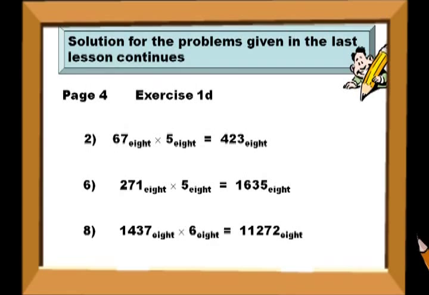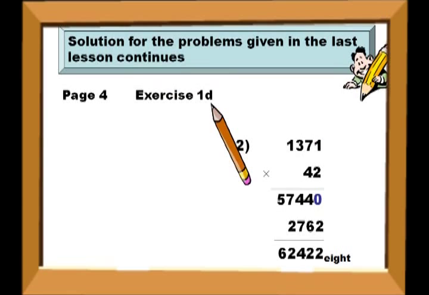Solution for the problems given in the last lesson continues. Page 4, exercise 1D. 12. 1371 multiplied by 42, 2762, 57440, 62422 base 8.